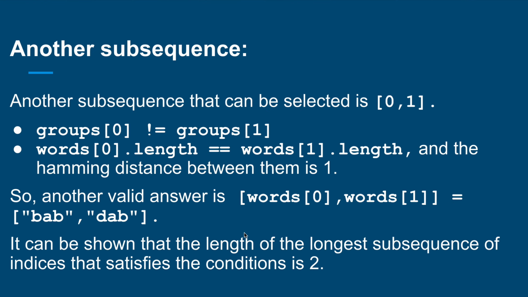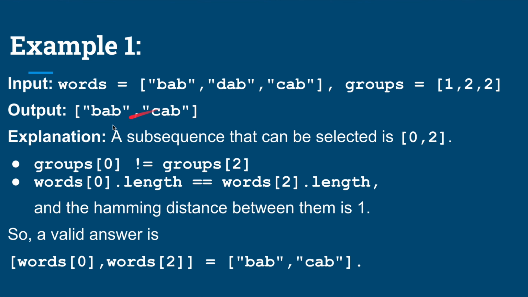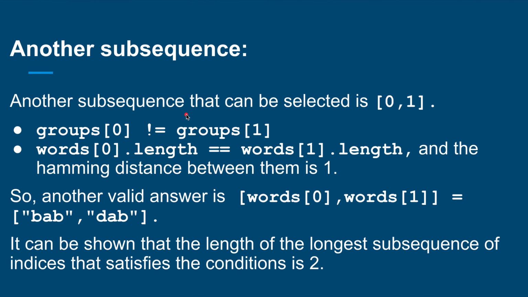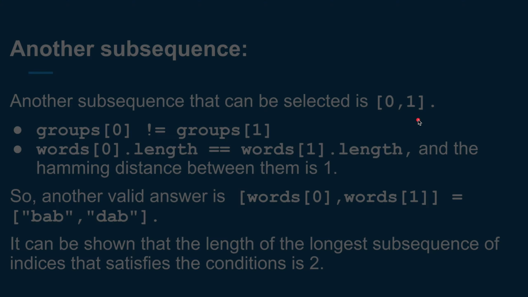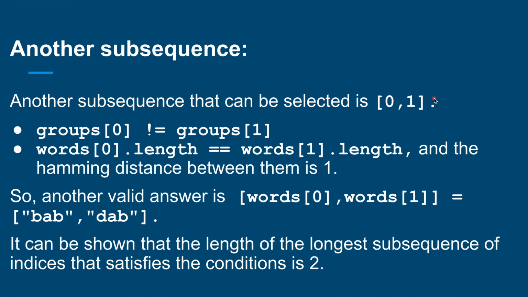Let's understand another subsequence. What other subsequence is possible? So this is the first subsequence that is possible, right? But what about another subsequence in the array? Suppose this time we select 0 and 1, not 0 and 2. Previously we selected 0 and 2. Now we are selecting 0 and 1. So the first condition is true, right? The first condition says group at 0 is not equal to group at 1. So this condition matches. Also the words' lengths are the same and the Hamming distance is 1.